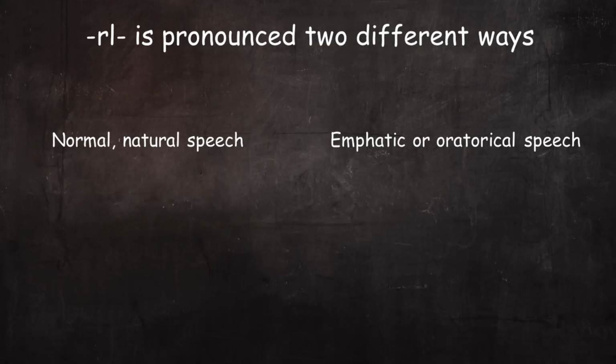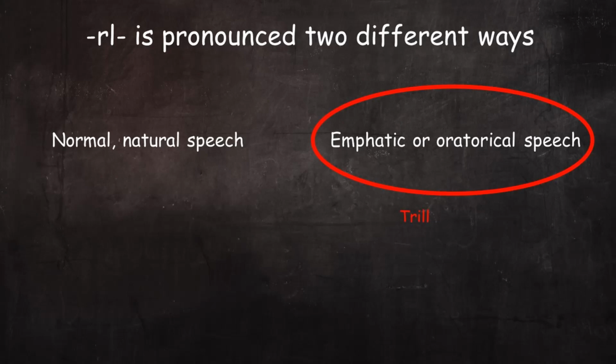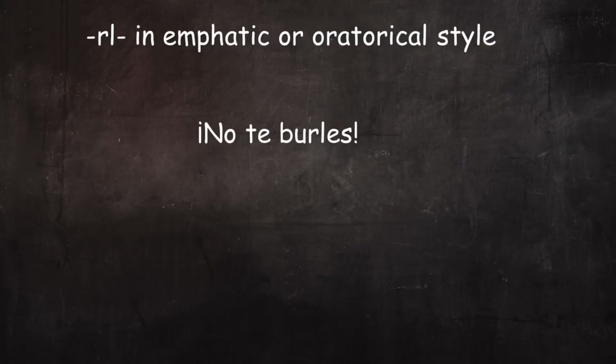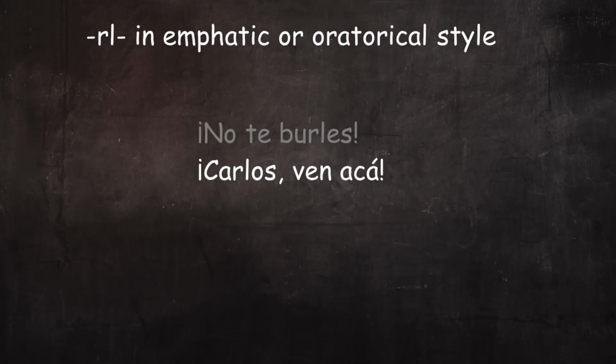The R in the RL combination can also be pronounced as a trill when speaking emphatically or in an oratorical style. It's a little difficult to demonstrate this pronunciation with words in isolation while not speaking in an oratorical style, so for these examples I'll use complete sentences and I'll speak in an emphatic way. No te burles. Carlos, ven acá. Por lo tanto.